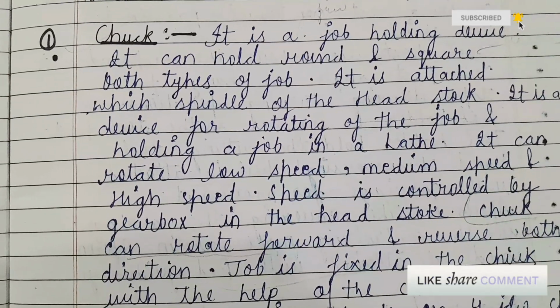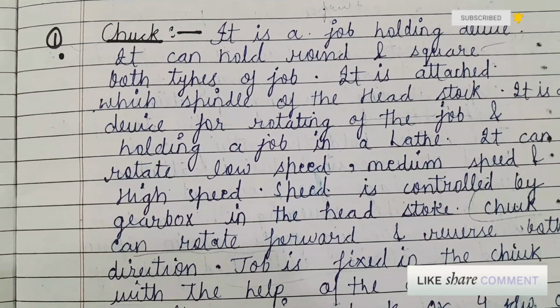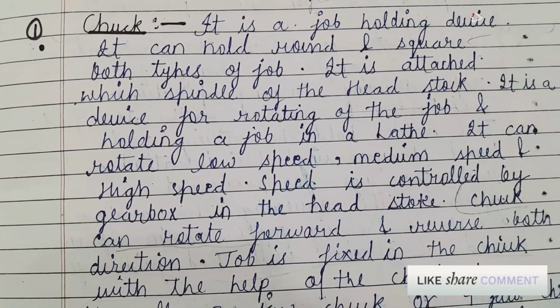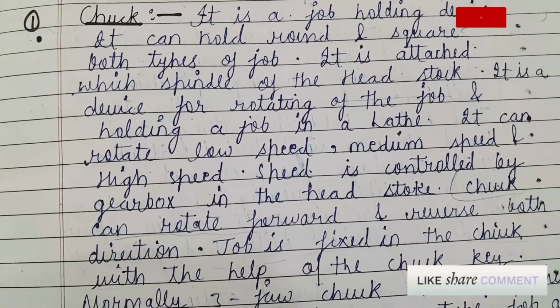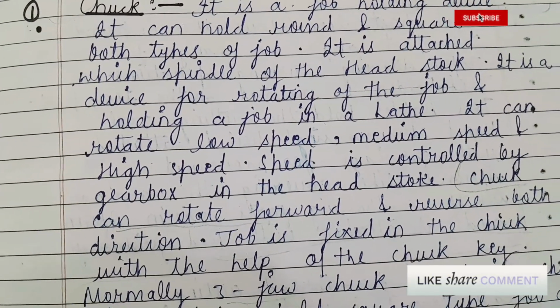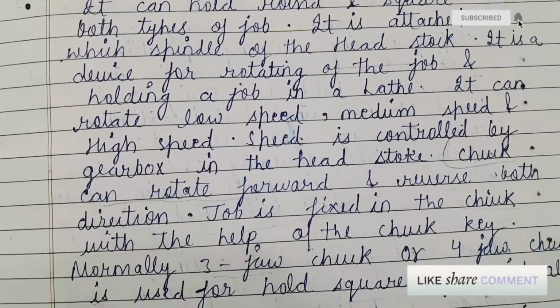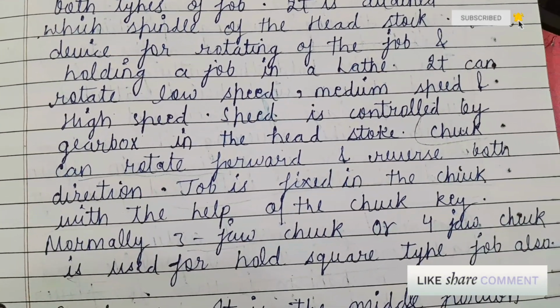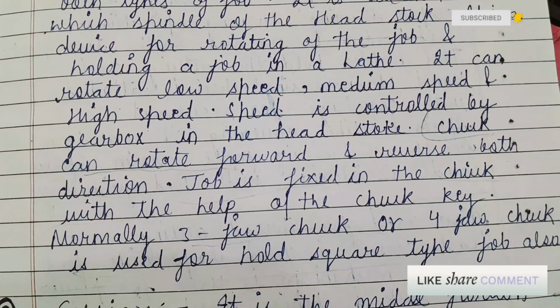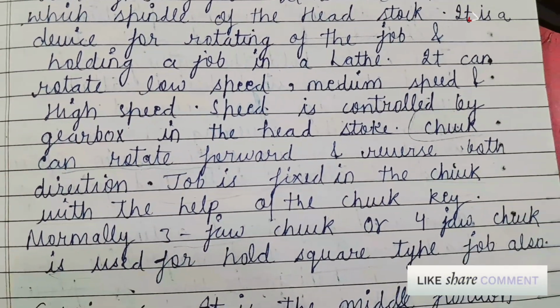It can be rotated at low speed, medium speed and high speed. Speed is controlled by the gearbox in the headstock. The chuck can rotate in both forward and reverse directions. The job is fixed in the chuck with the help of the chuck key. Normally a 3-jaw chuck or 4-jaw chuck is used to hold square type of job.